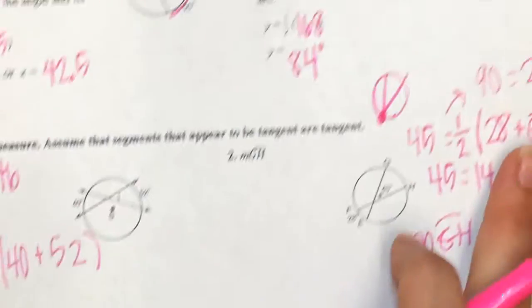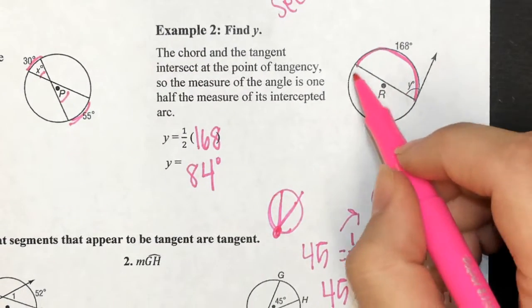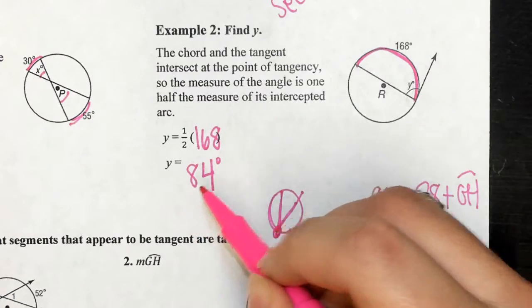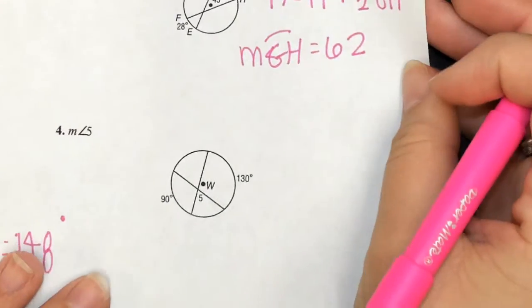Because up here, in this example, I knew the arc was 168, so to find the angle, I have to divide it by 2. Down here, though, it's reversed. I have the angle, and I have to find the arc. All right, and then 5.